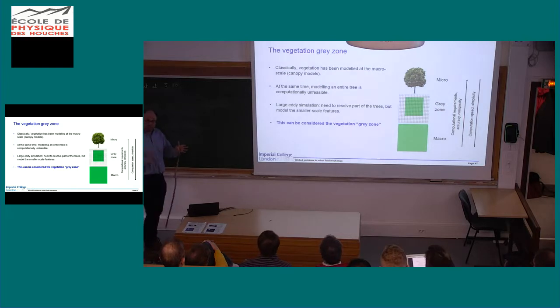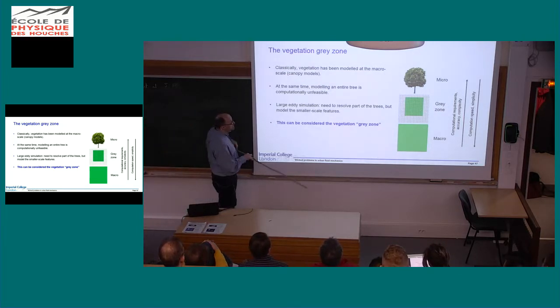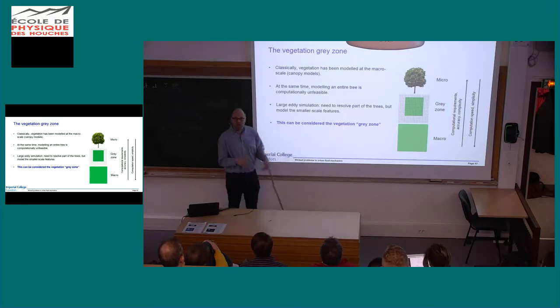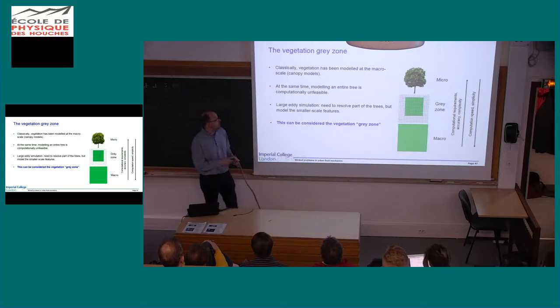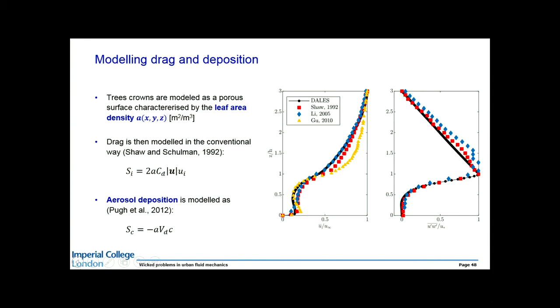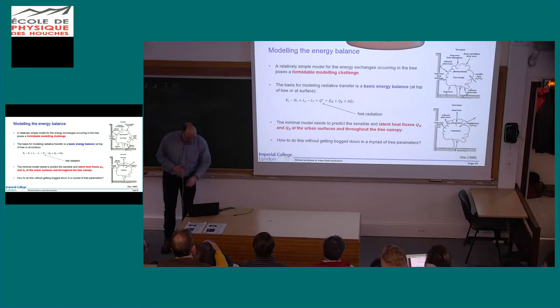As the models get better and the resolutions become higher and higher, you're going to resolve processes, and that means you're going to end up in a gray zone where you resolve part of the processes and you don't resolve another part. So that's the aim here. What we're trying to do is to provide a minimal model that does this. We've got a standard parameterization for drag, so we just use it as a porous material. We've got some aerial deposition in here.